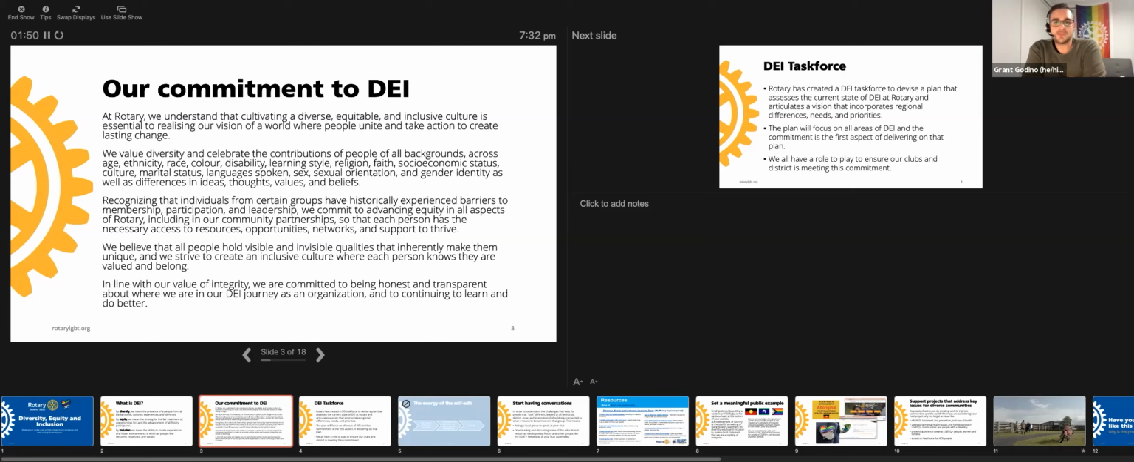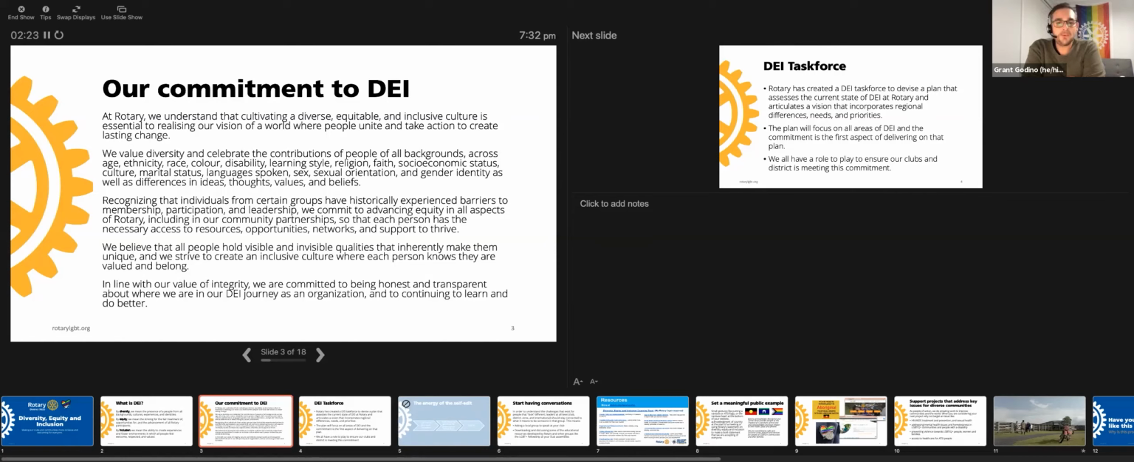Recognizing that individuals from certain groups have historically experienced barriers to membership, participation, and leadership, we commit to advancing equity in all aspects of Rotary, including our community partnerships, so that each person has the necessary access to resources, opportunities, networks, and support to thrive. And I love that paragraph because it really talks about the positive way that we're going to do it, as well as recognizing that we haven't always done the best that we could in the past.